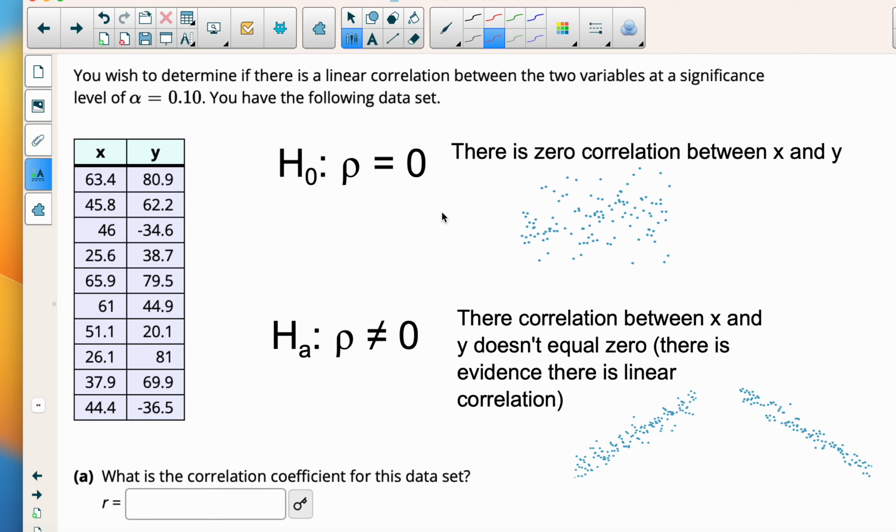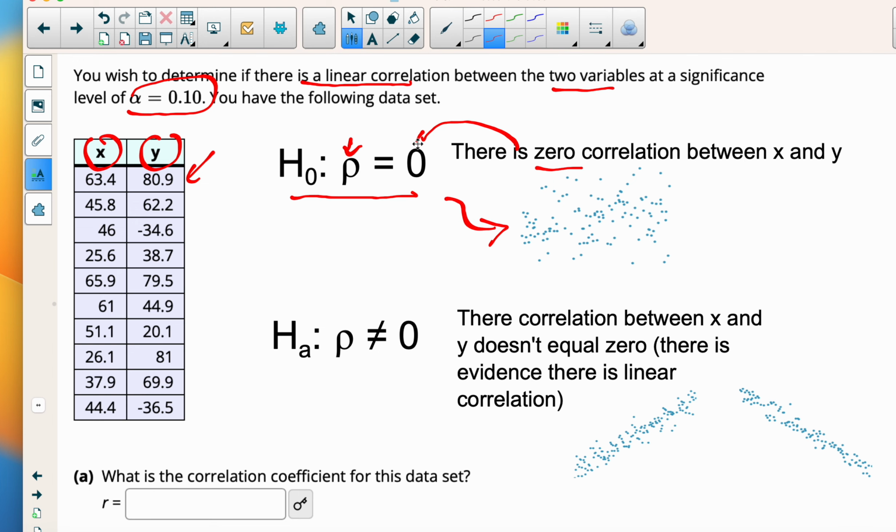This is from the written homework in section 5. We want to determine, is there a linear correlation between two variables, x and y. We have a significance level of alpha, and here's our data. For our null hypothesis, we say rho equals 0. There is zero correlation, okay? This is what it looks like, no correlation.